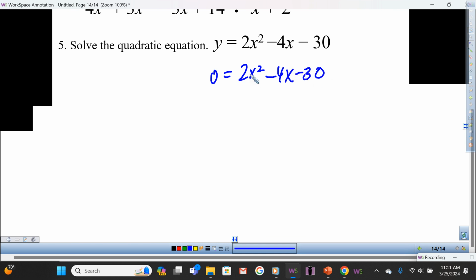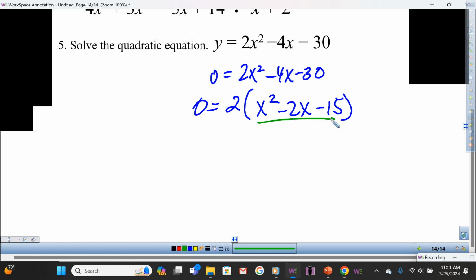Next, can we check to see if there's a GCF before we factor? Yes, Mr. Q, it's 2. So we're left with x squared minus 2x minus 15, and all that equal to 0. Next, let's factor this inside.